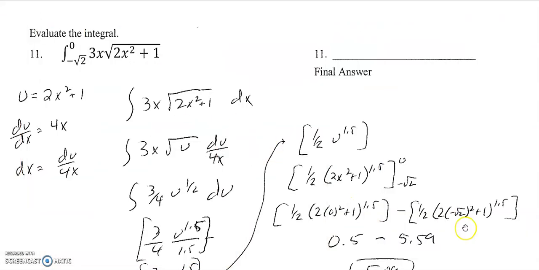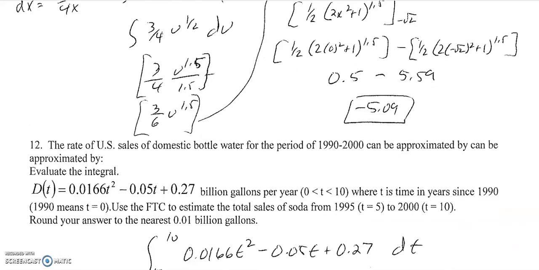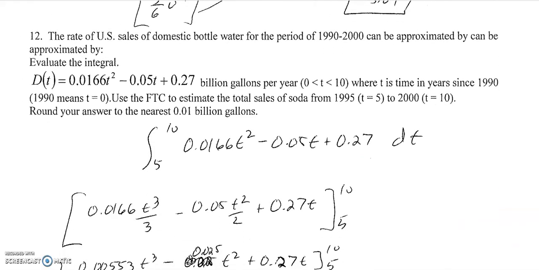Okay, now our last question. The rate of U.S. sales of domestic bottled water for the period 1990 to 2000 could be approximated by the integral dt equals 0.0166 t squared minus 0.05 t plus 0.27 billion gallons per year. So notice it says gallons per year. It's a derivative. It's a rate of change. Where t is time since 1990. So 1990 is 0.